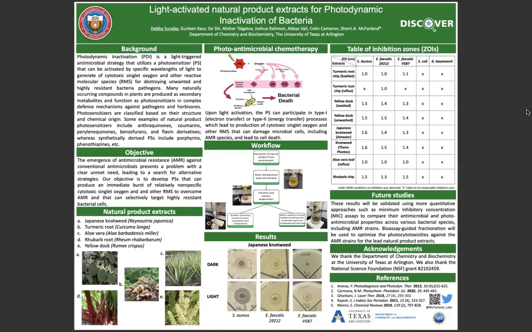In these results, Japanese knotweed is shown in both dark and light conditions, and clear zones of inhibition can be seen in the light conditions across the various bacterial strains. The table above also shows the zones of inhibition of all the natural product extracts in their various forms across several different bacterial strains, allowing us to observe the ones that are firstly active in the light and those that may be more active than others.